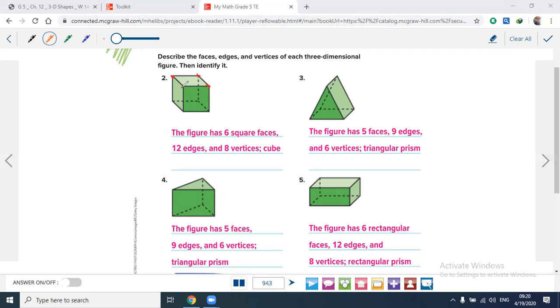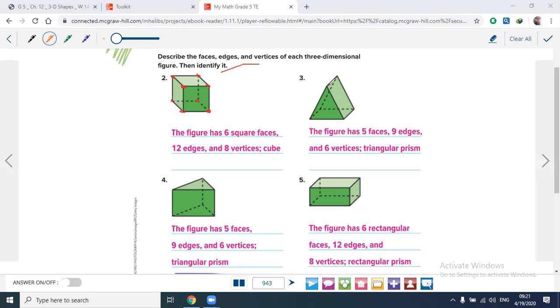Okay, I have 3 at the top and 3 at the bottom. Now I have 8 vertices. Is it clear now? And the lines between each vertex, as you see, are called edges, and the flat side is called a face. Is it clear?